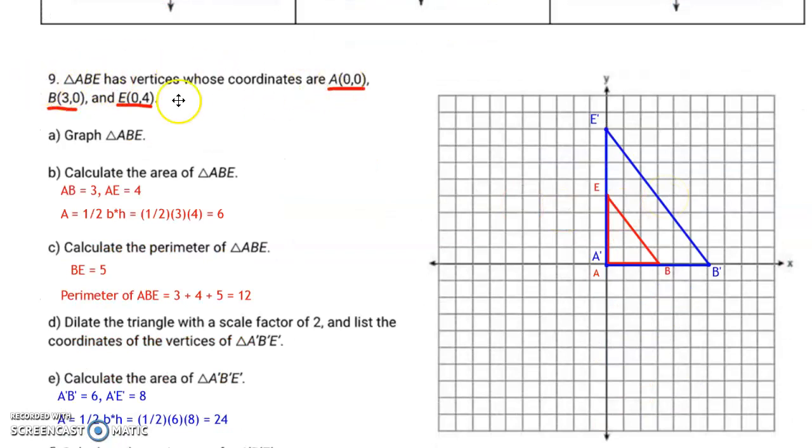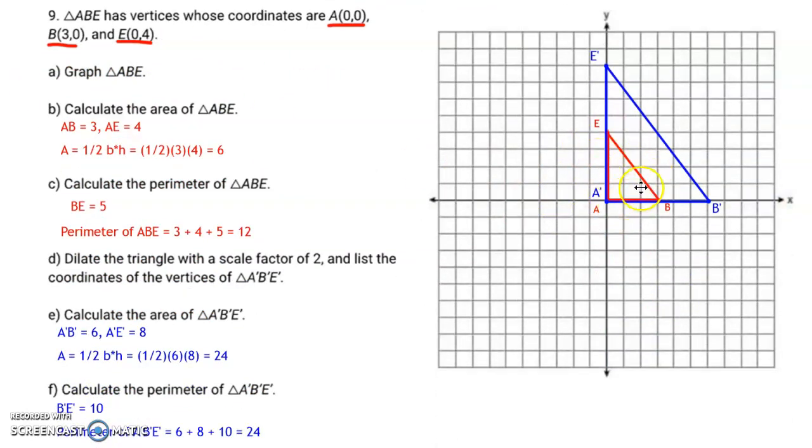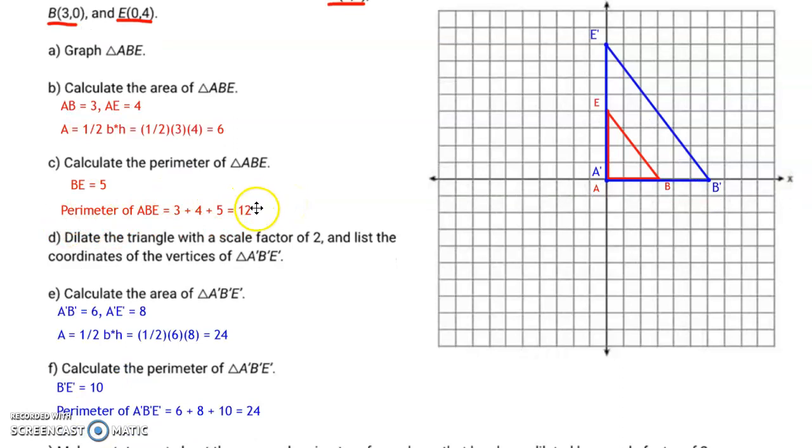Question number 9, it gives us a triangle and it asks us to graph it. That's this red triangle here. It also asks us to calculate the area. 1/2 base times height is going to do it for us. And I just counted boxes to find 3 and 4. In order to find the perimeter of ABE, I found the length of B to E, that's 5. I know this happens to be a 3, 4, 5 right triangle, but I could have also used the Pythagorean theorem or the distance formula. It's up to you, whatever method you want to use. But anyway, the perimeter is going to be 12.